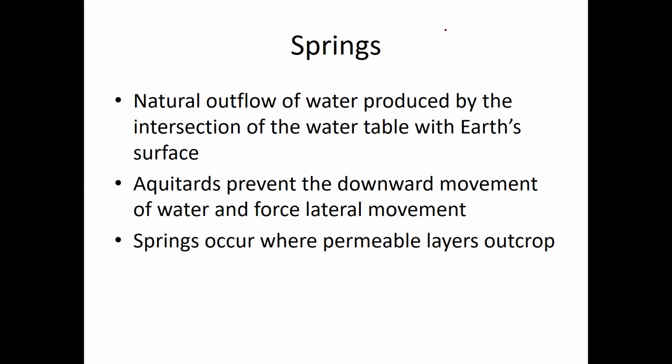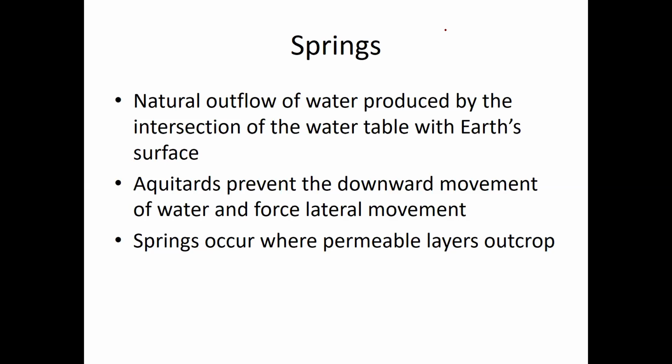So springs are the natural outflow of groundwater that were produced by the intersection of the water table with Earth's surface. So we know how outcrops are where bedrock intersects the Earth's surface. Well, a spring is nothing but an outcropping of the water table. And springs are often produced by aquitards that prevent the downward movement of water and create water to accumulate on top of them. And whenever that aquitard, that impermeable layer, outcrops to the surface, the groundwater that is accumulated on top of it also outcrops there and flows out of the ground.